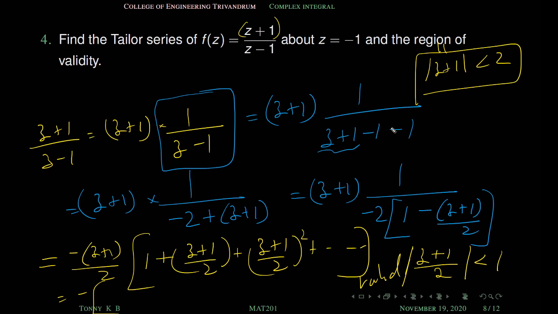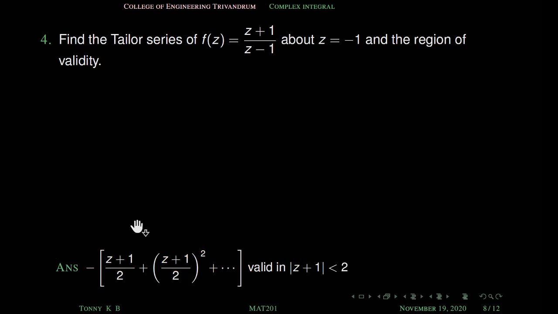Yes, sir, clear. Okay. So this is the final answer: minus of z plus 1 by 2 plus z plus 1 by 2 square plus etc., and valid in this region. Okay, you can also find the region of validity using our actual definition.